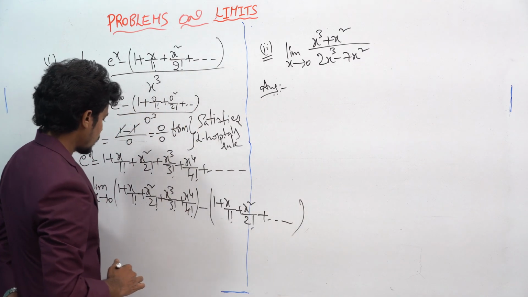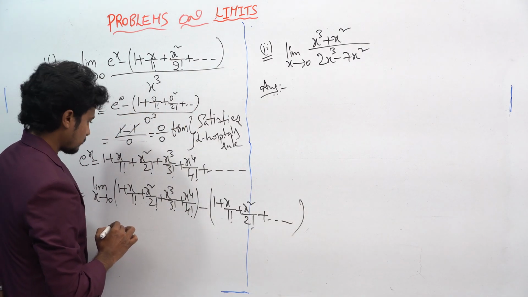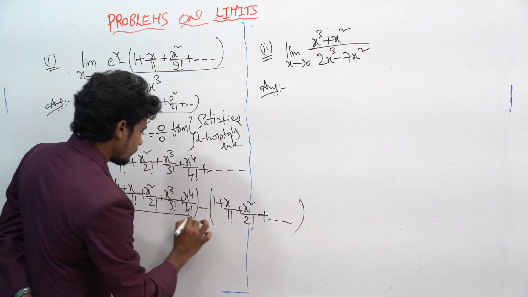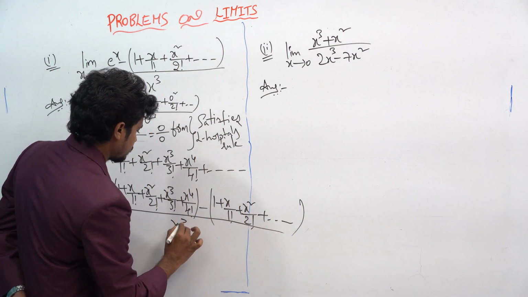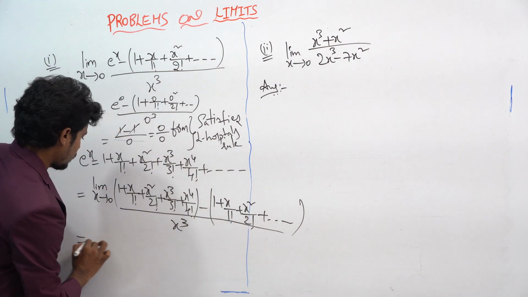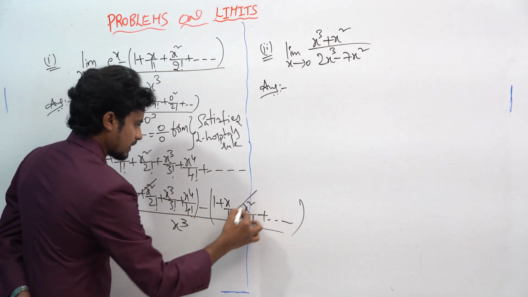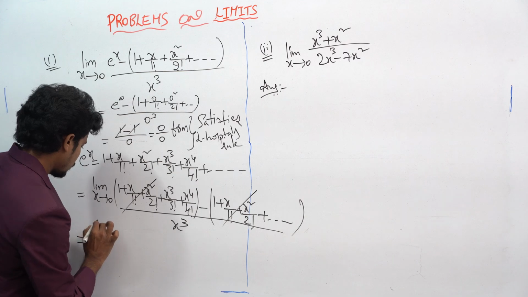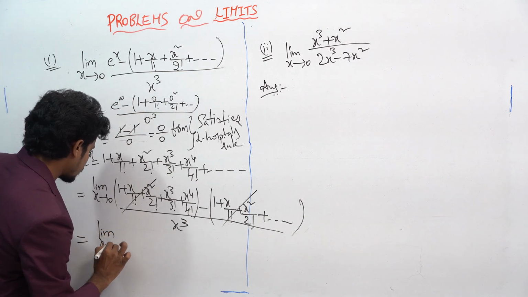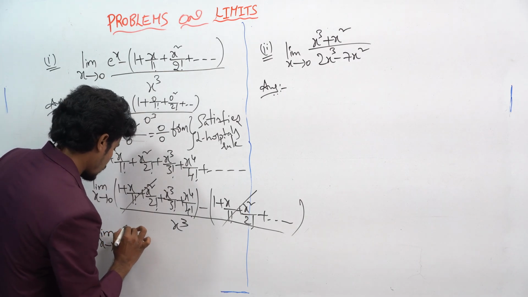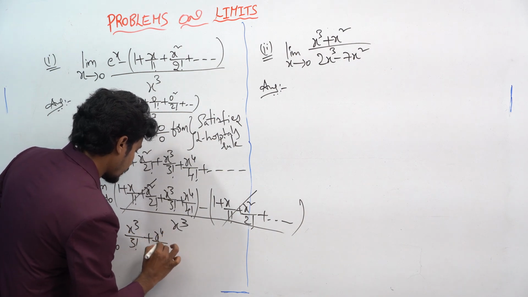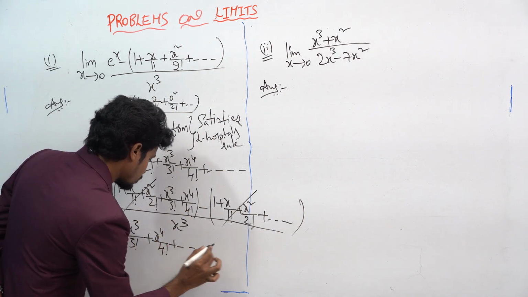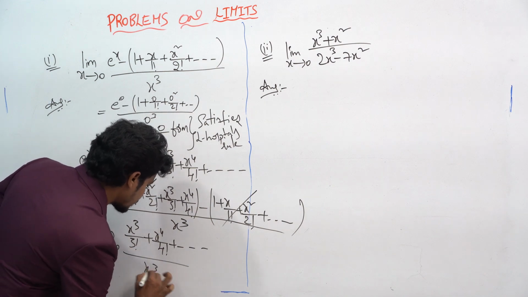divided by x cube. Here plus and minus will get cancelled. So this becomes limit x tends to 0 of x cube by 3 factorial plus x power 4 by 4 factorial plus so on, divided by x cube.